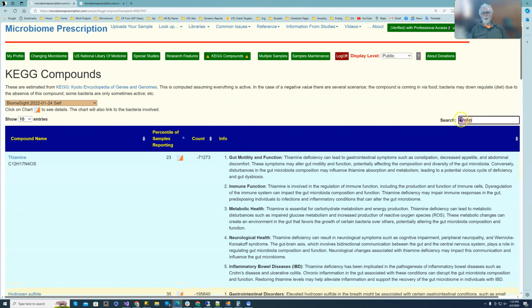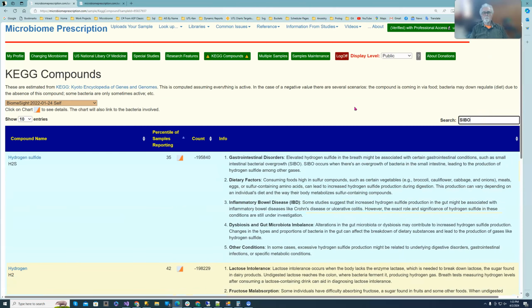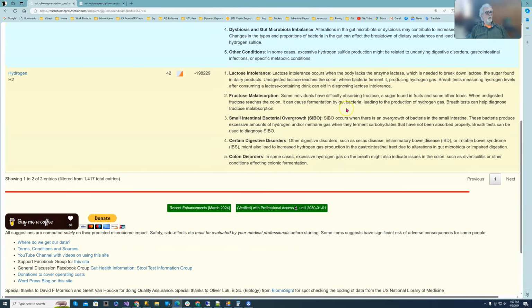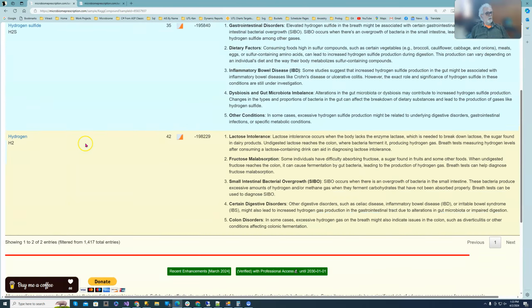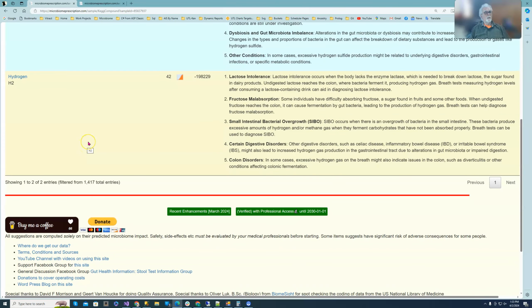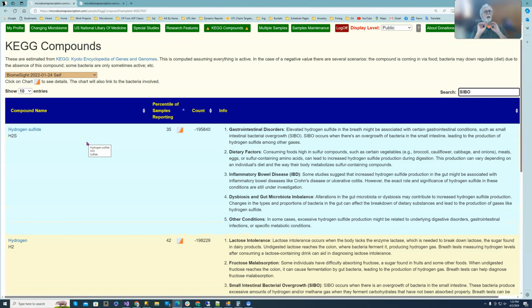If we go over to SIBO, we still have just 2. The third one, the person had none of the bacteria that produces the third chemical, which I think is methane, which is an interesting observation.